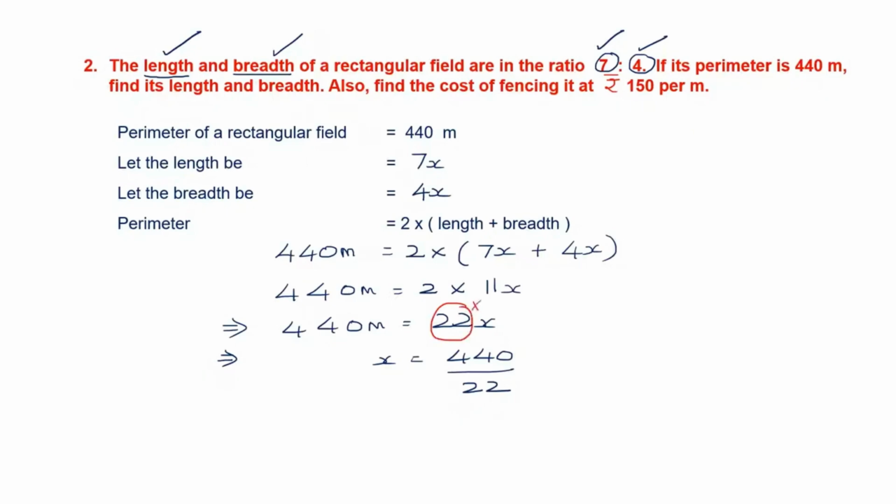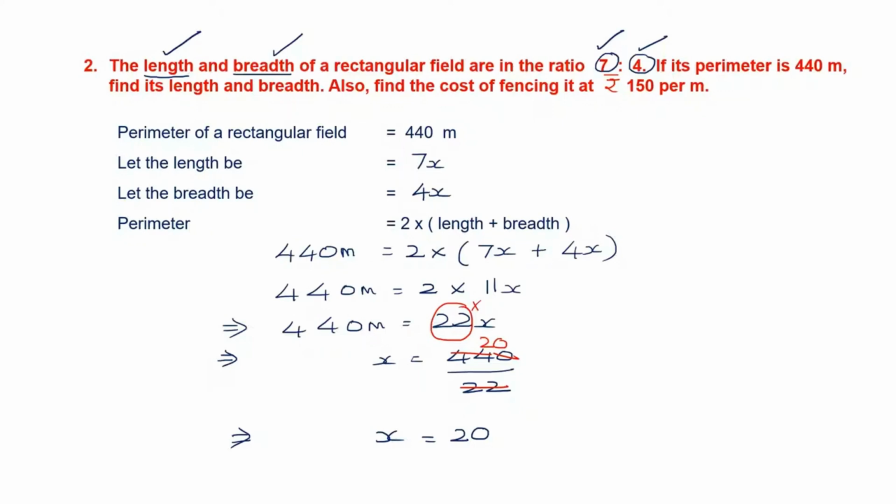Here it is multiplication. When it goes to the other side, it becomes division. Now I can cancel. 22s are 44 and a 0, 20. So I have found the value of x to be 20. Now we're going to use this value and find the length and breadth of this rectangular field.